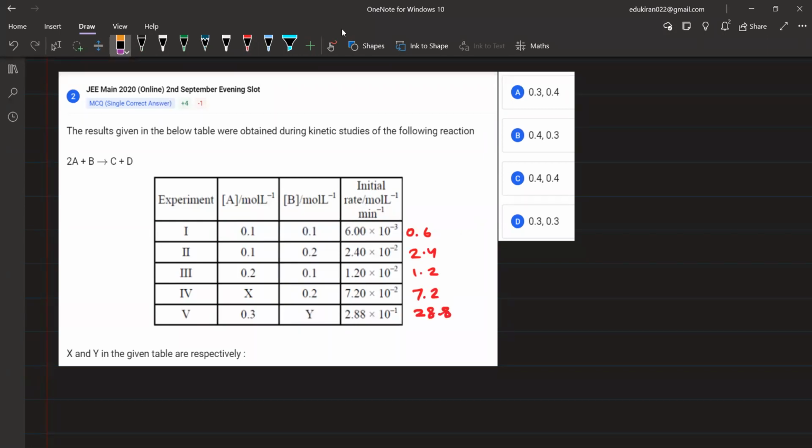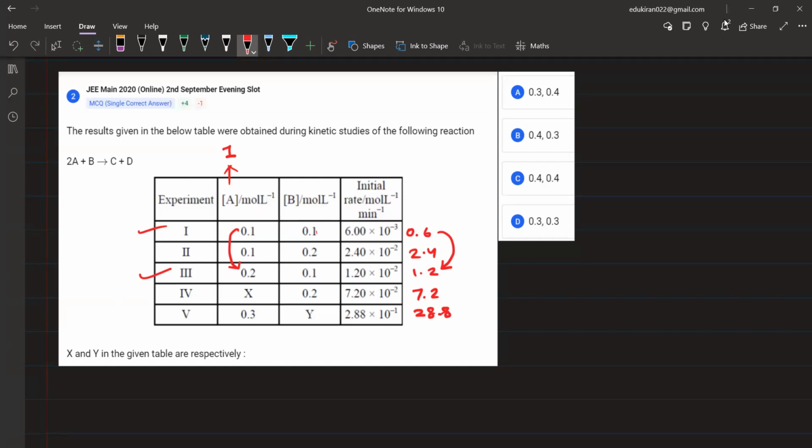Okay. Now first of all, I will get the order of A. ठीक है? Order of A कैसे निकालेंगे? I will take those equation in which B is same. कौन सा equation? The first equation and the third equation. Now the B is same and I am doubling the amount of A. What is happening to the rate? The rate is also getting doubled. That means if I am doubling the concentration of A, the rate is also getting doubled. That means order of A will be equal to 1. Is this clear? Yes or no? Please tell me first of all. Yes, हाँ जी बताएं. ठीक है.